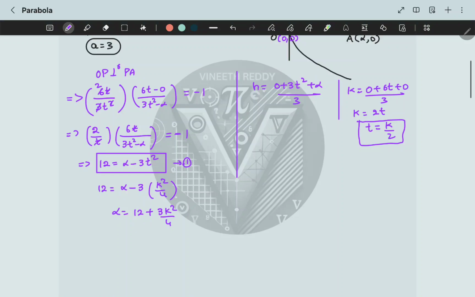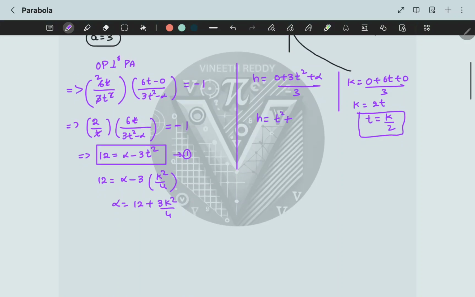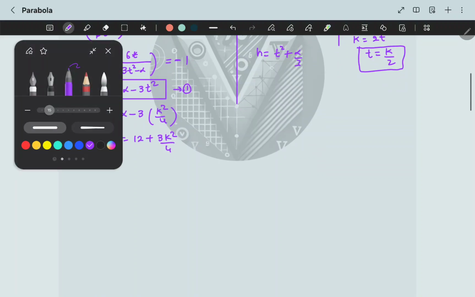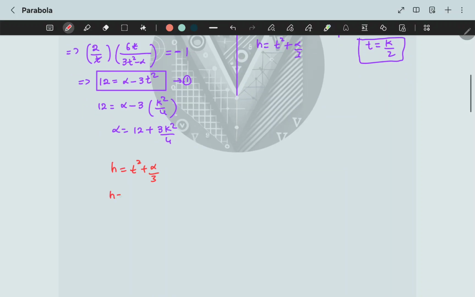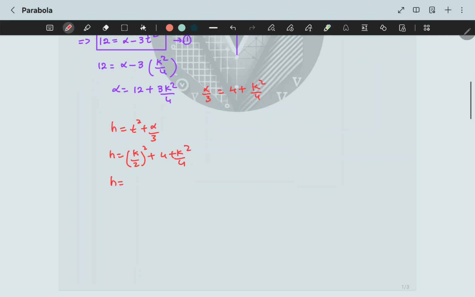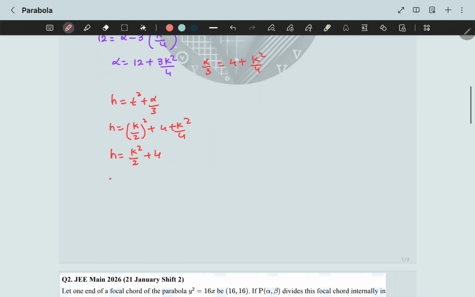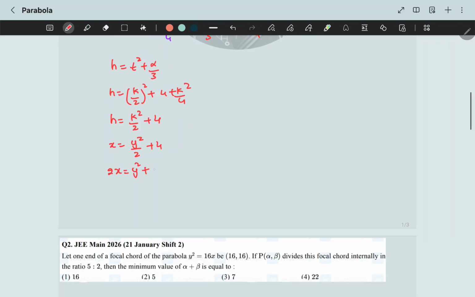Now let us substitute that in this particular equation, which is h equals (3t square plus alpha) divided by 3. If I replace all the values in this, what is t here? k divided by 2. Alpha divided by 3 should be 4 plus k square divided by 4. So we ultimately get h equal to k square by 4 plus k square by 4, which is k square by 2, plus 4. If I replace h and k with x and y, we get x equals y square divided by 2 plus 4, or 2x is equal to y square plus 8.